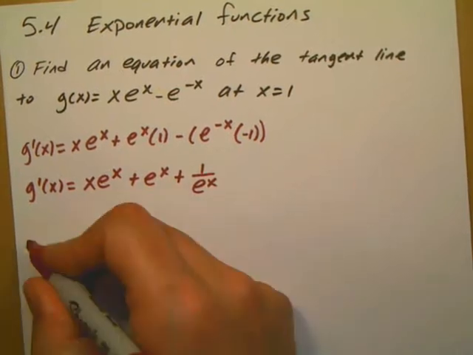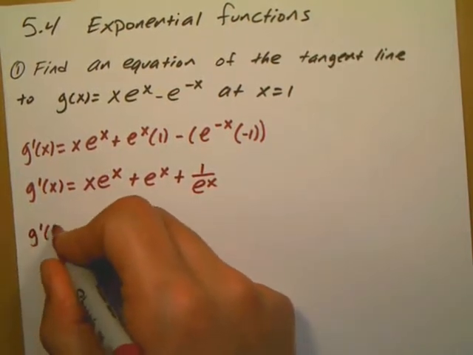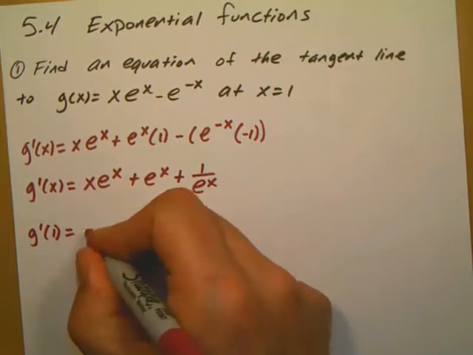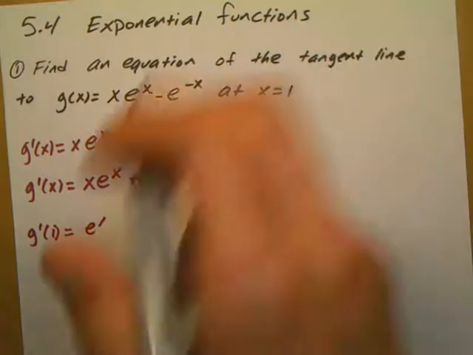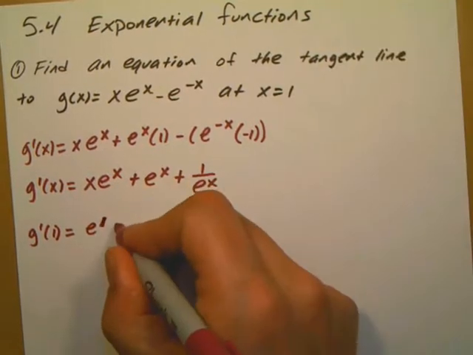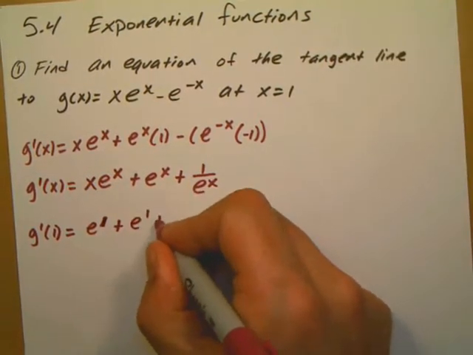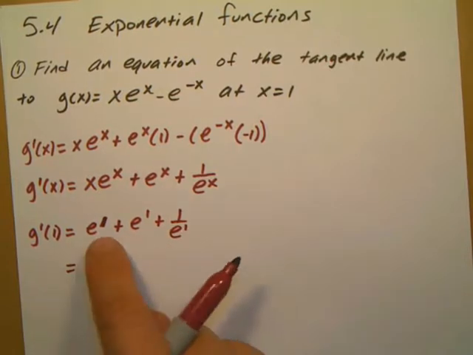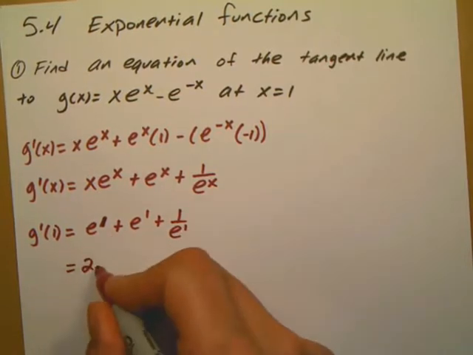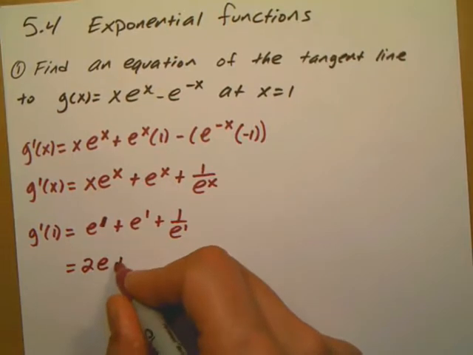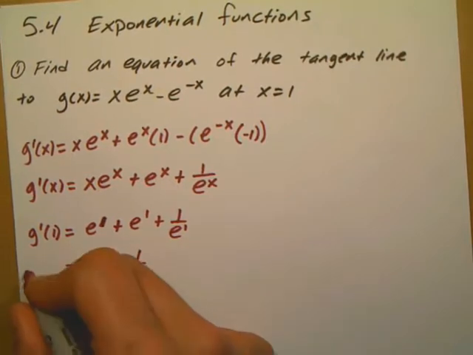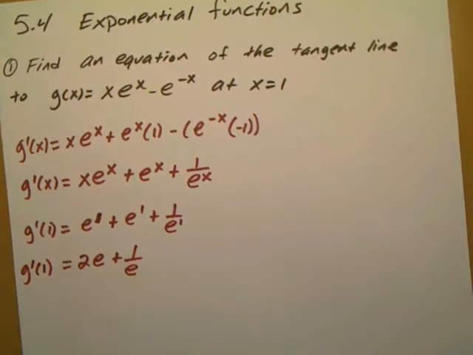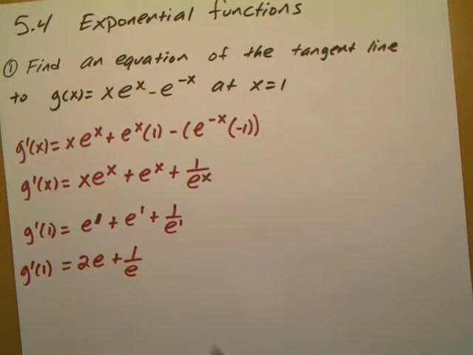Alright, so when I plug in 1, that's going to give me my slope. So 1 plugged in here is just going to be e to the first power, plus 1 over e to the first power. And simplifying these, I have 2e plus 1 over e. And this bizarre looking expression is going to be my slope. So this represents my tangent line slope.